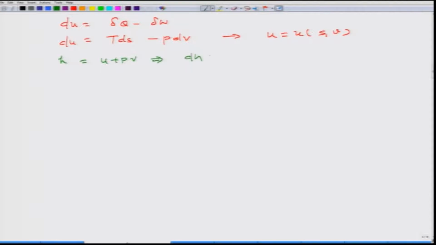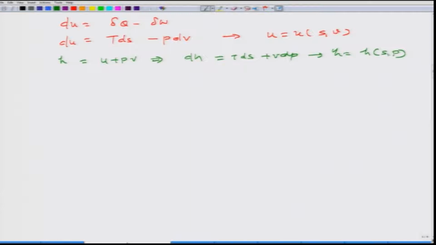Okay. So, let me start with the first law. We can write this, del q as T dS for the reversible case, and del w as P dV. Now, this tells you that U is a function of S and V. Similarly, you can also write H, which is U plus PV, in differential form: dH is T dS plus V dP, which tells you that H is a function of S and P.